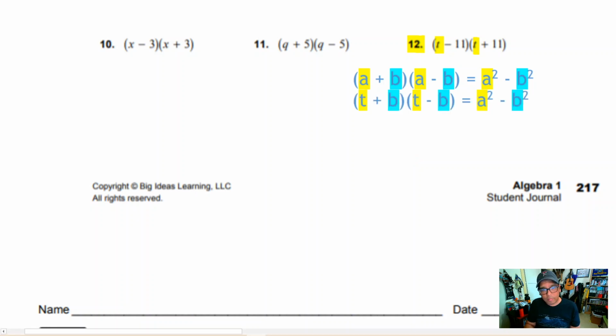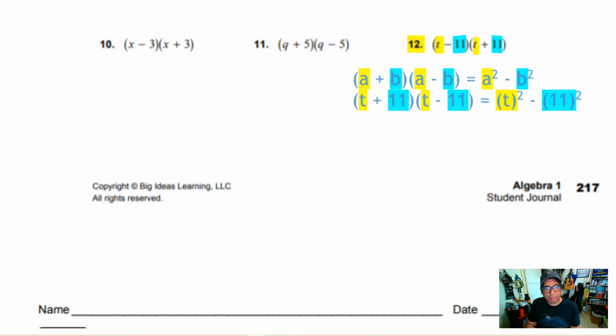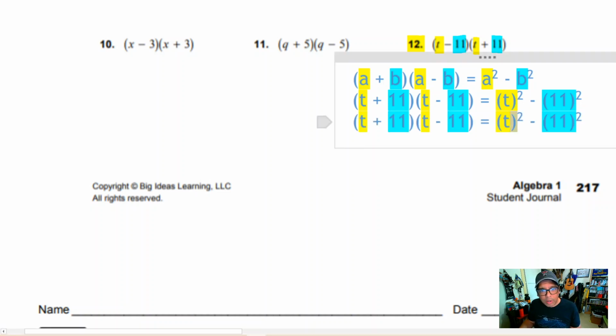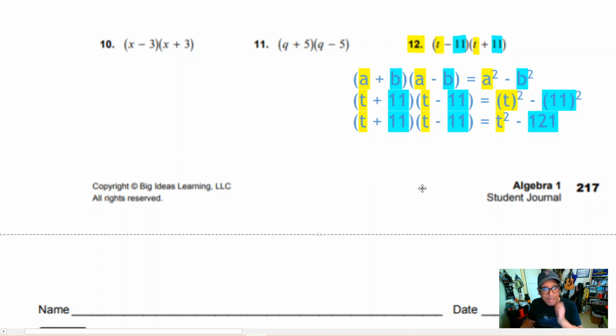Let's copy it, start replacing. And now, what number is in the b part? It is 11. So change all of the b's into 11. Now all we have to do is simplify. T squared is just t squared, and then 11 squared is just 121. So my answer is t squared minus 121. And it is. That's the correct answer for question 12. See how easy that was?